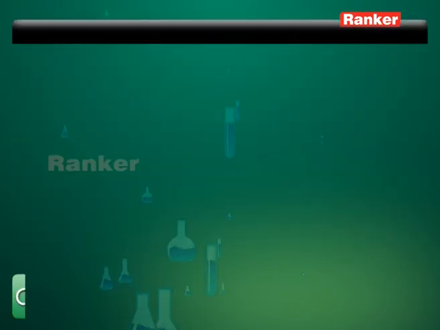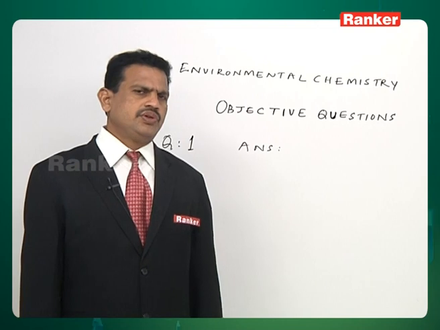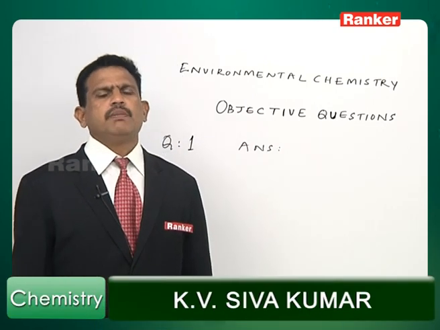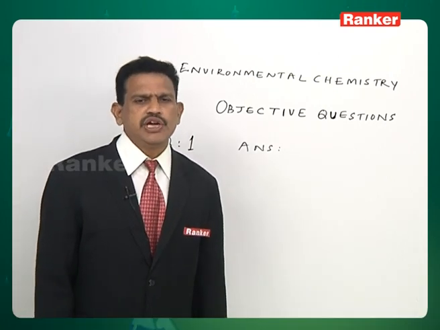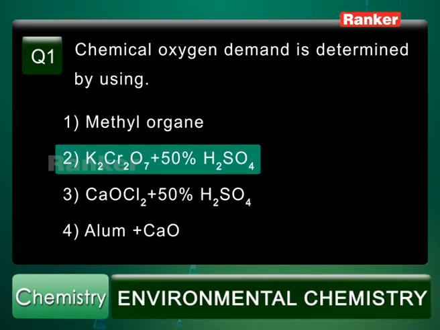Question number 1. Chemical oxygen demand, COD, is determined by using options: 1. Methyl orange, 2. Acidified potassium dichromate, 3. Acidified bleaching powder, 4. Alum and quicklime. So, in the laboratories we can test COD levels by using acidified potassium dichromate solution, that is K2Cr2O7 with 50% sulfuric acid. So, we can go for option 2.